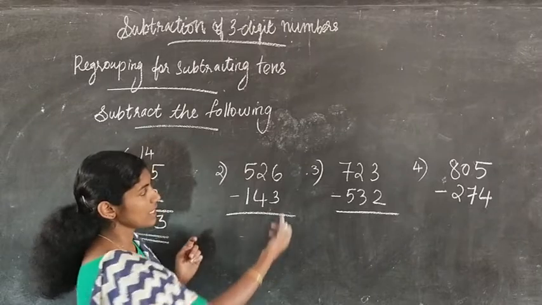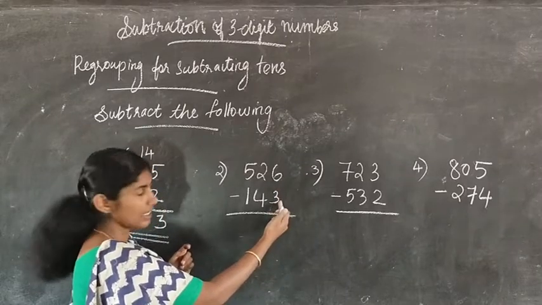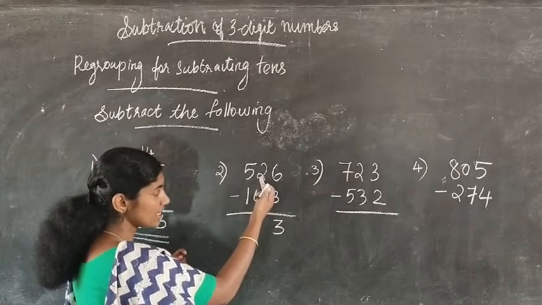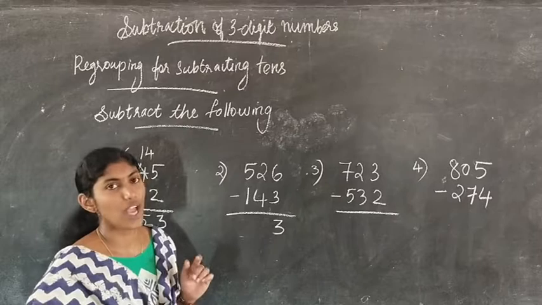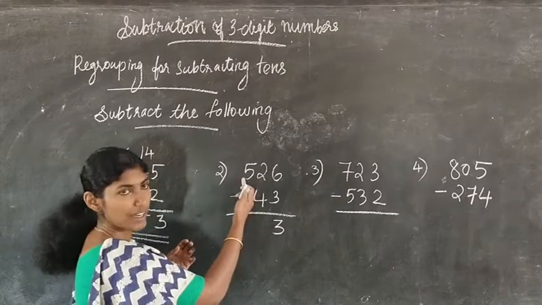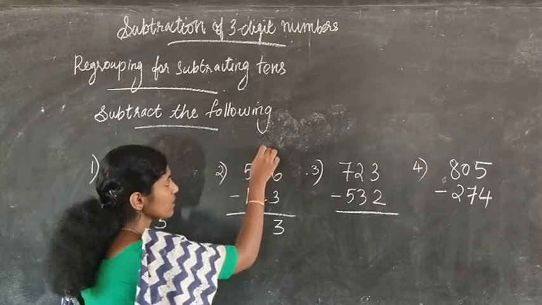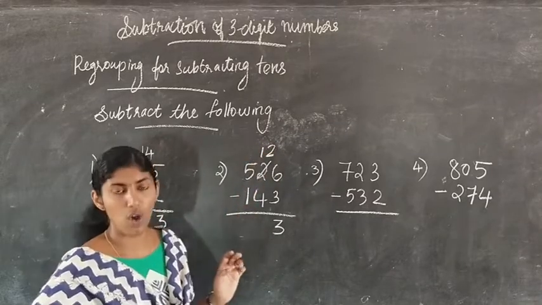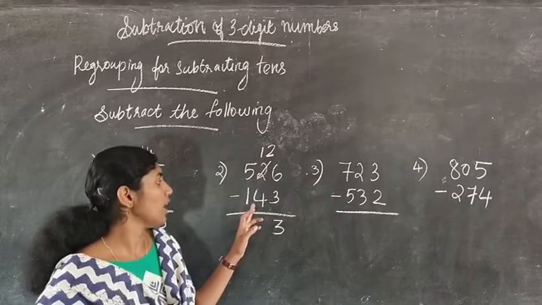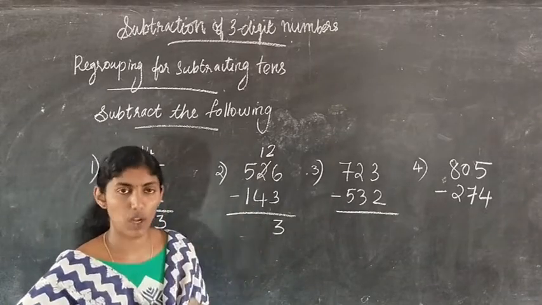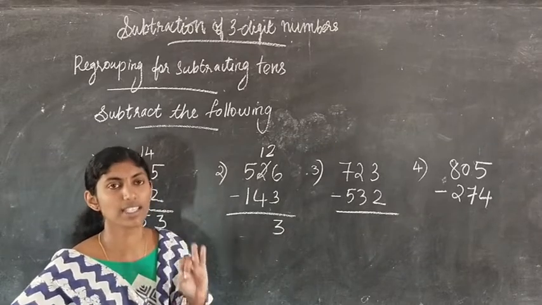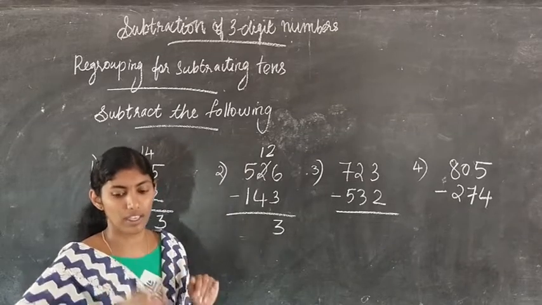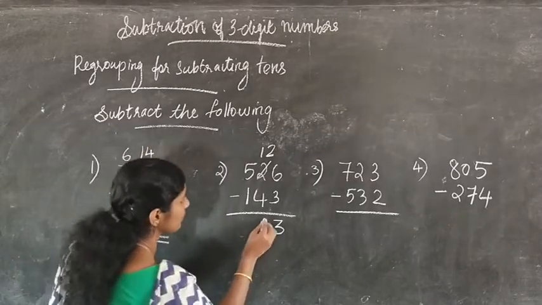Then second question, 526 minus 143. First subtract the ones. 6 minus 3, 3. Then subtract the tens. Here 2 is less than 4. So what we have to do? Yes, we have to borrow 100 from this hundreds column and we have to regroup this tens column as 12. Then we have to subtract 12 minus 4. For that we have to count forward after 4 till we reach 12. That is 5, 6, 7, 8, 9, 10, 11, 12. How many are there? Yes, we have 8.